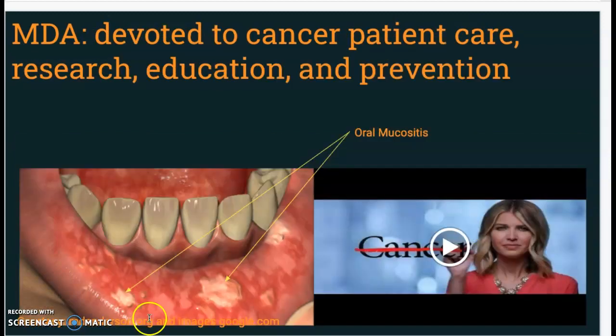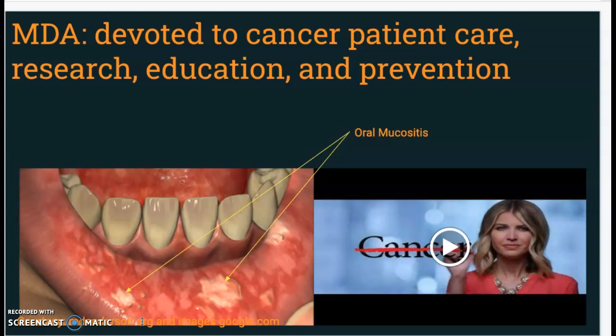MD Anderson treats mostly cancer patients. It is devoted to cancer patient care. 95% of the patients treated at MD Anderson have cancer. So for trainees, there is a lot of opportunity to see cancer-related complications. And since I did my pain fellowship at MD Anderson, I saw a large variety of cancer-related pain.